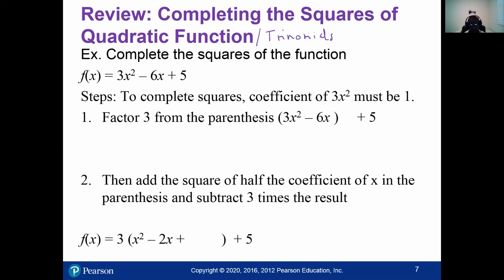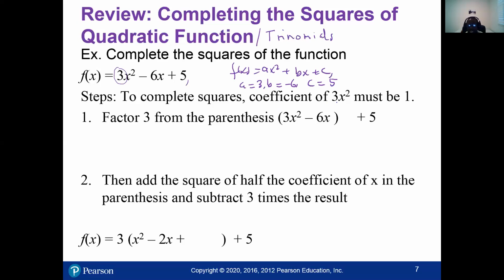If you want to complete the square of this function, f of x is equal to 3x squared minus 6x plus 5. Now, if you compare this with the function f of x is equal to ax squared plus bx plus c, your a in this case is 3, your b is -6, and your c is 5. Now, as we can see, if a is positive, this is going to be concave up. Well, that's not what we are doing right now, but let us complete the square.